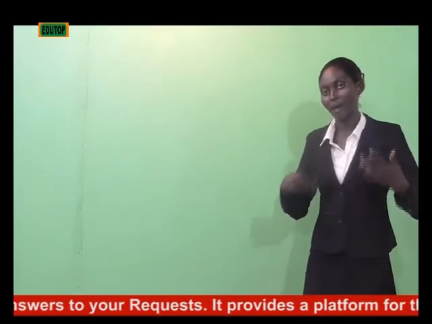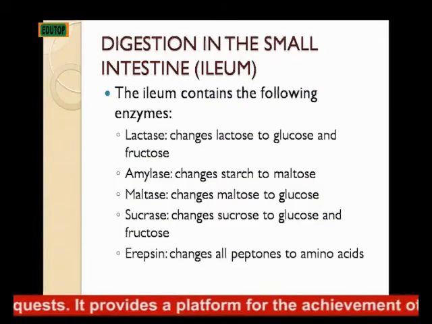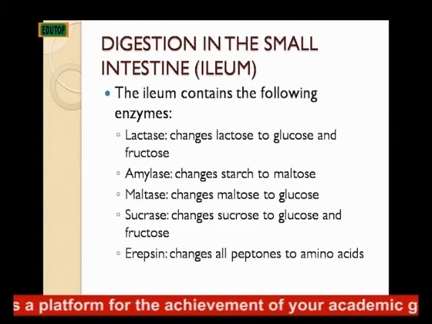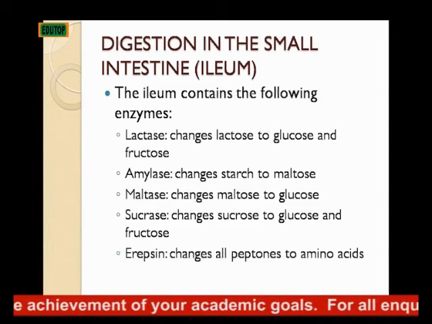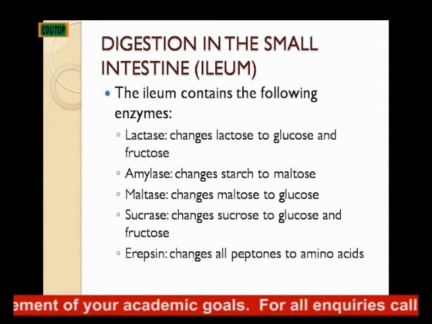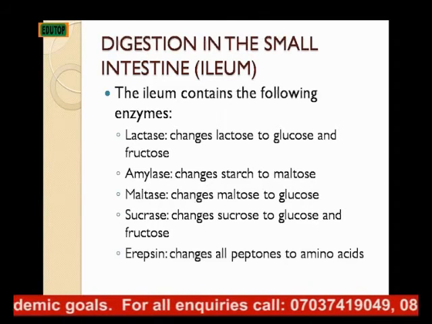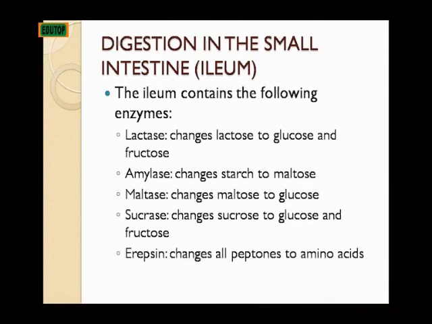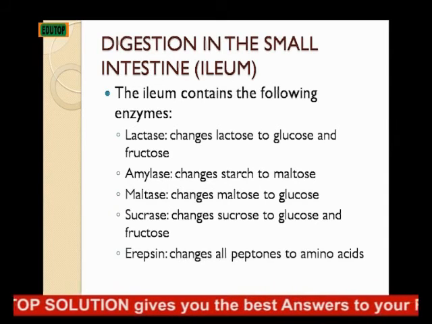You know, there is a further breaking down that occurs here. Now, the first is lactase. Lactase changes lactose to glucose and galactose, while amylase changes starch to maltose. Then maltase changes maltose to glucose. Sucrase changes sucrose into glucose and fructose. Then erepsin changes all peptones into amino acids.